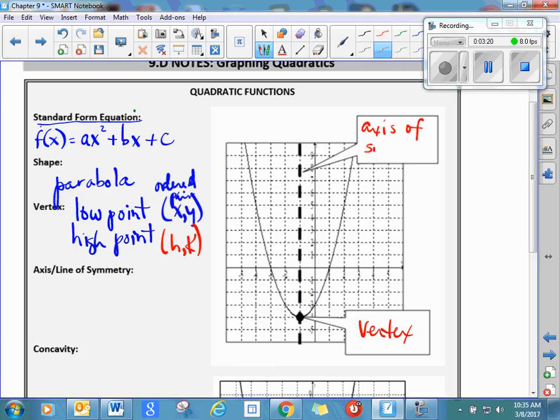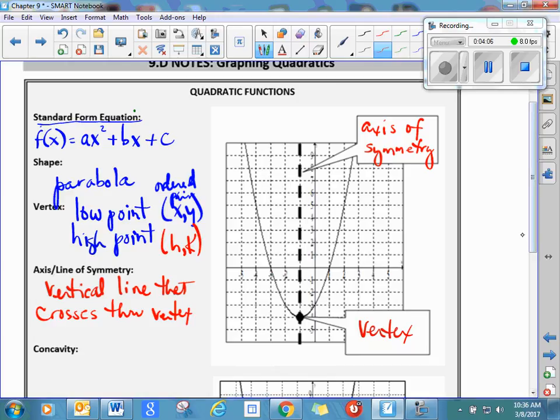I don't know what you think of when you hear the word symmetrical, but when I hear something is symmetrical, I think of it as being even. So if you were to fold this parabola along the axis of symmetry, those sides would fold perfectly on top of each other. It cuts it into two perfectly congruent pieces. In this case, it's a vertical line that crosses through the vertex.